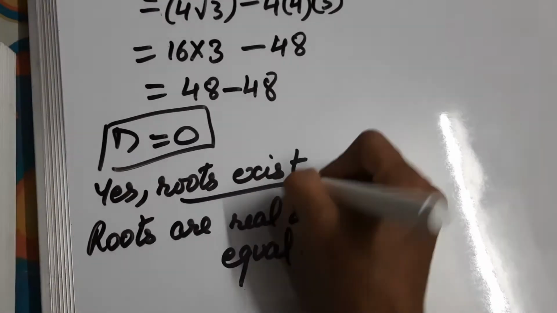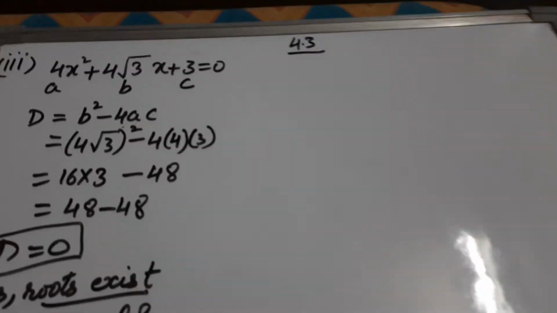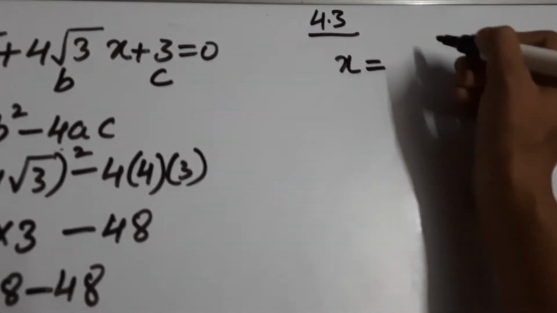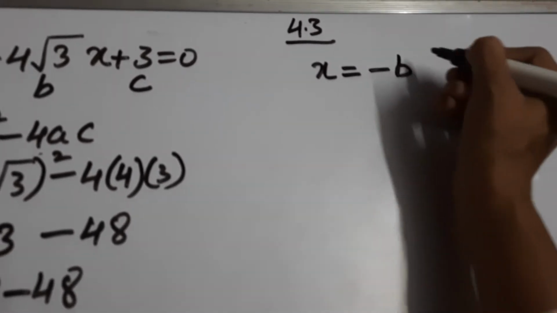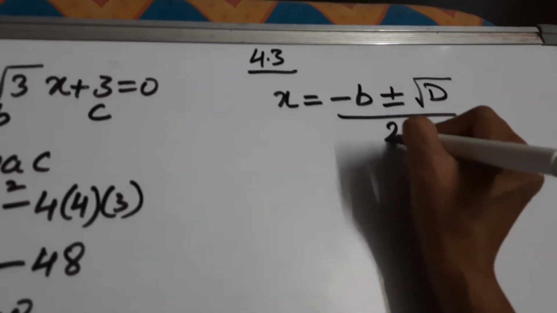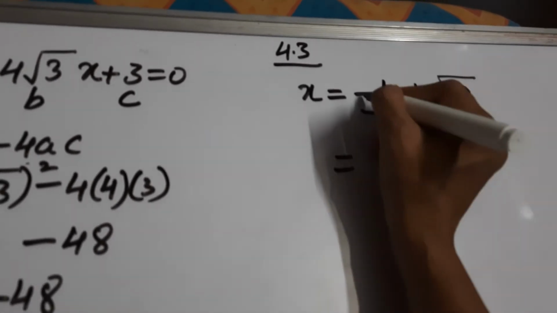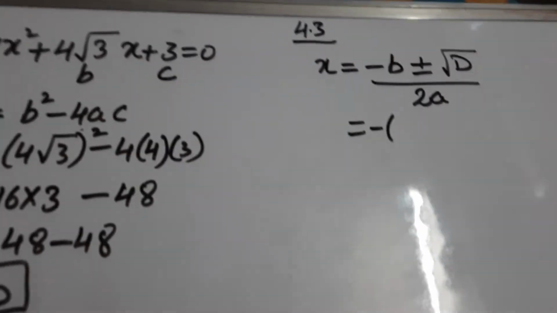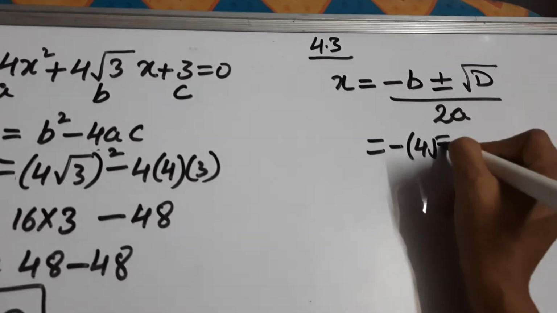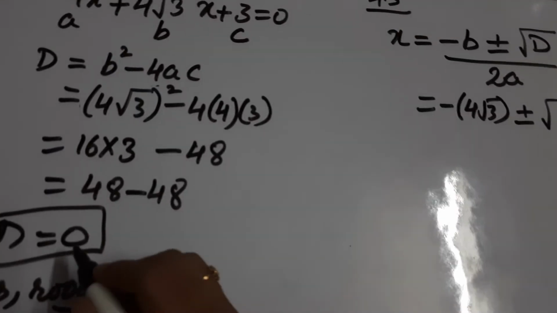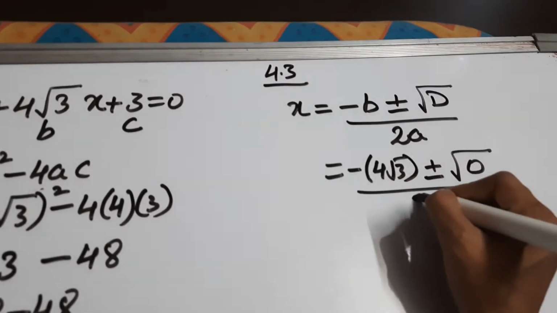And if roots exist, then we have to solve for the roots. And which formula are we going to apply? We are going to apply the quadratic formula. You can use the splitting middle term method if it is not specified in the question. But if the question says you have to use the quadratic formula, then you will get the marks only for the quadratic formula. So let us put the values: minus b, put the bracket, b is 4 root 3, plus minus under root D. D is 0, so we'll put 0 upon 2 into a.